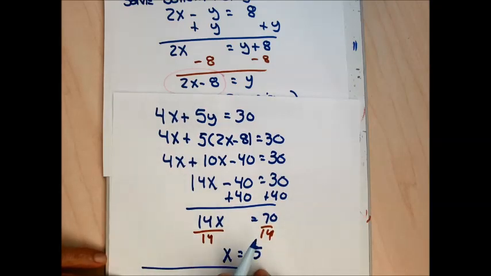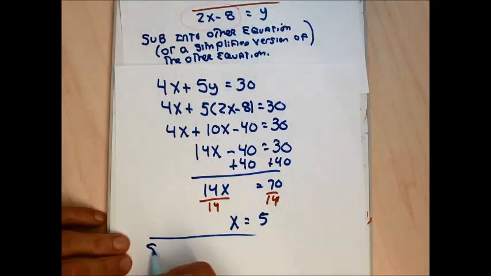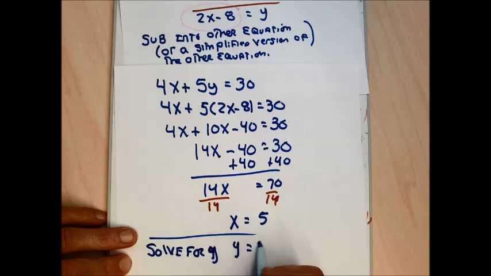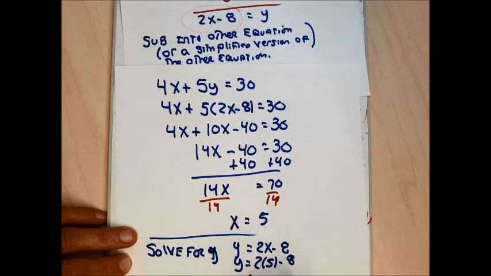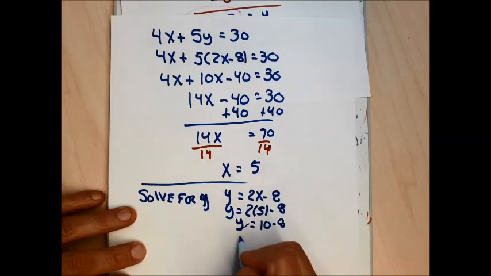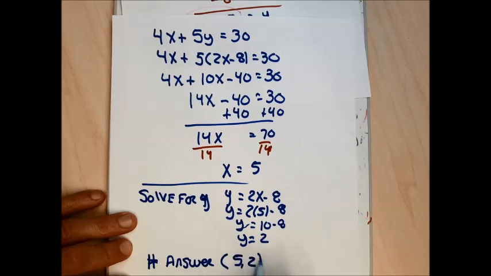Now I need to solve for the other letter. And to solve for the other letter, I'm going to use this equation. So now I'm going to solve for y, which is the other letter. And I'm going to use y equal to 2x minus 8. I'm going to plug in 5 for x and get y equals 2 times 5 minus 8. That's going to give me y equals 10 minus 8, which is y equal to 2. So for number 12, my answer is going to be x equal to 5, y equal to 2.